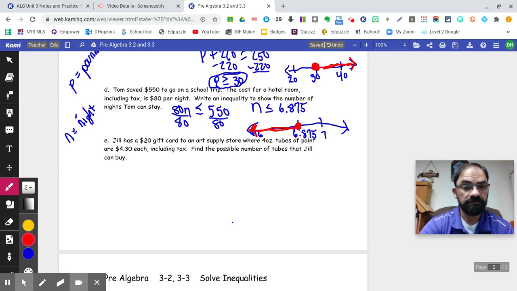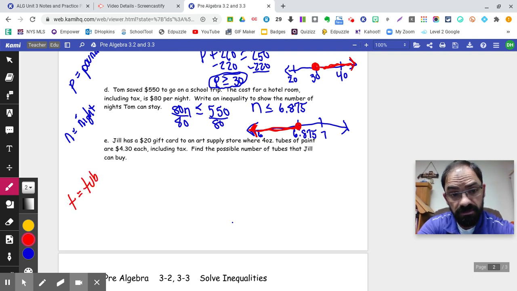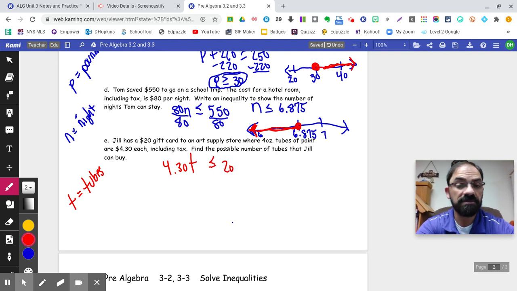And the last one. Jill has a $20 gift card to an art supply store where 4-ounce tubes of paint are $4.30 each, including tax. Find the possible number of tubes that Jill can buy. So really the 4 ounces has nothing to do with it. We know they're $4.30 each, and she has $20. So we would say let T equal tubes. So 4.30 times the number of tubes has to be less than or equal to $20.